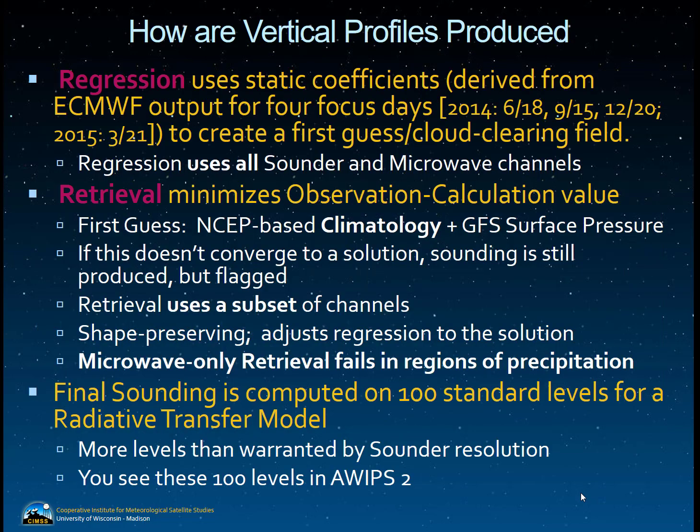The vertical profiles are produced with a two-step method. First, a statistical regression that uses static coefficients that were derived from 4 focus days is used to create a first guess field that is also used for cloud clearing. Then a retrieval is used that minimizes an observation minus calculation value. The regression uses all channels. The retrieval uses a subset of channels. The retrieval is shape preserving and adjusts the regression to a solution. The retrieval is done using a radiative transfer model that has 100 standard levels. That's more levels than are warranted by the sounder resolution, but you'll see all 100 levels in AWIPS.